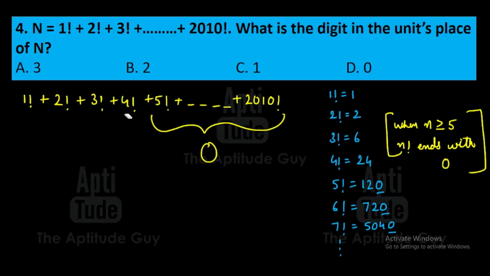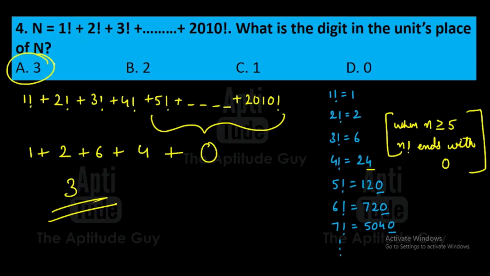That's all. Done. What is 1 factorial? 1. What is 2 factorial? 2. What is 3 factorial? 6. What is 4 factorial? 24. And we only care about the units place, so that is 4. Plus this whole thing is a 0. Now what is this? 0 plus 6 plus 4 is again 10, ends with 0. So all this is gone. We are left with 1 plus 2, that is 3. Or 1 plus 2 plus 6 plus 4 plus 0 is 13, that also ends with 3. The answer is option A.